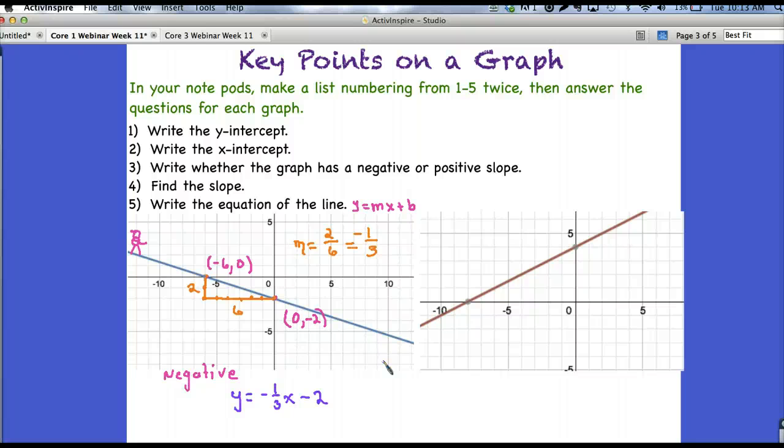And then for number 3, you're going to write, again, whether it has a negative or positive slope. And then you're going to find the slope. And then once you do that, you can write the equation of your line.